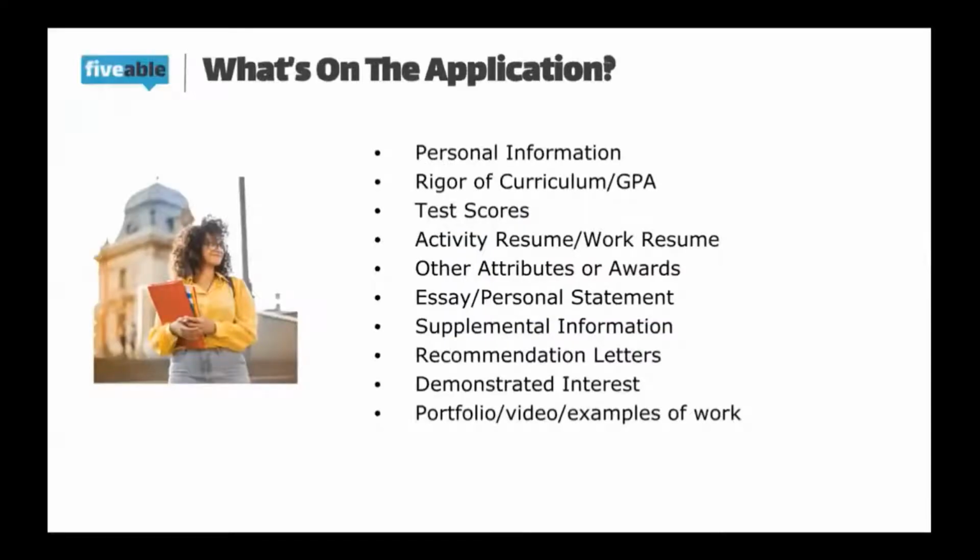All right, so let's talk about what is on the application. Of course, it's your personal information, and I'm going to talk a little bit about that in a moment. I'm going to go through each of these. So: personal information, the rigor of the curriculum and your GPA, test scores, activities, whether it's your extracurriculars, paid, unpaid work experience, other attributes and awards that you would include with your activities, your personal statement essays, and sometimes there are supplemental or additional essays, recommendation letters, demonstrated interest, and that's what I'm going to show you. I'm going to hop to a database where you can find that out.